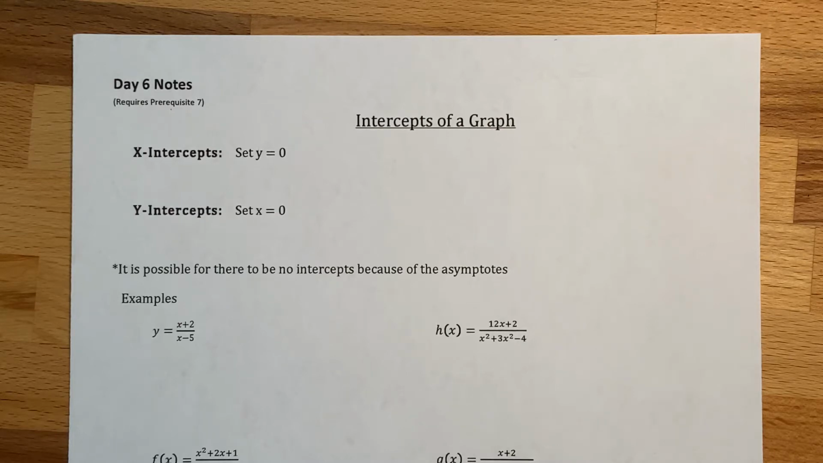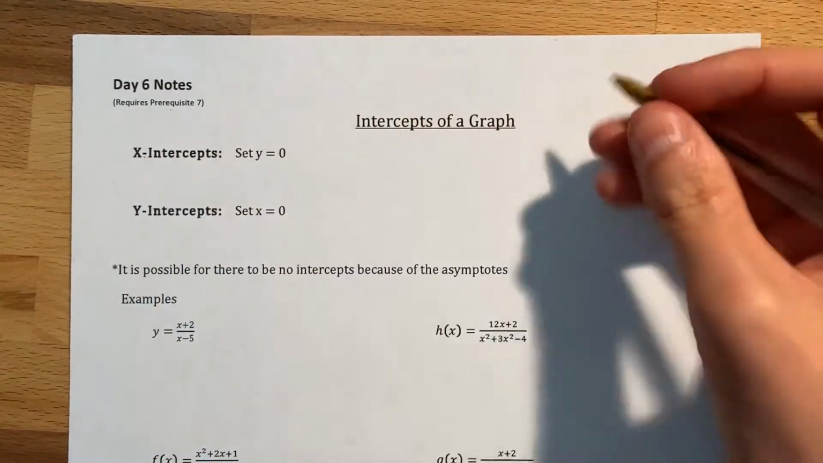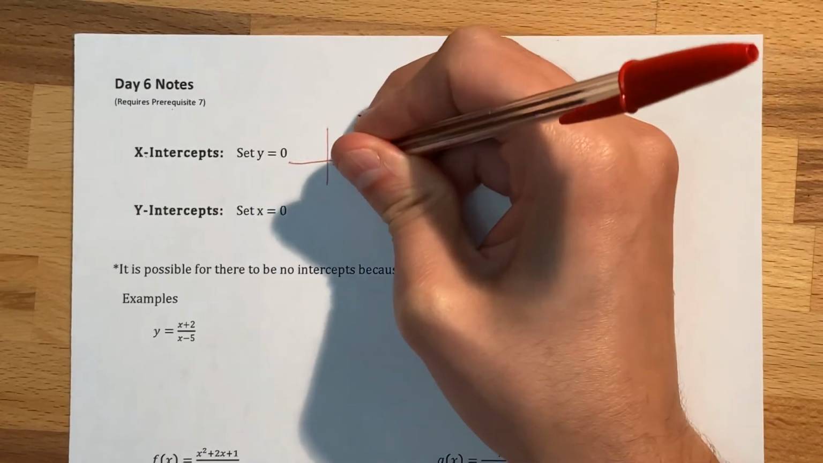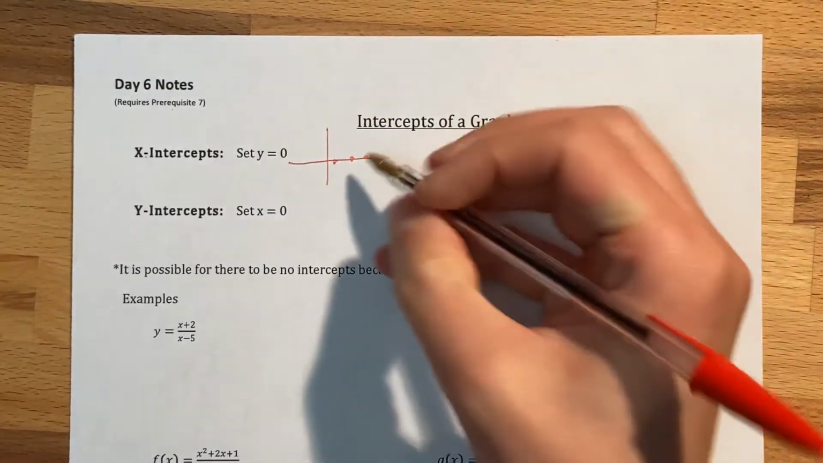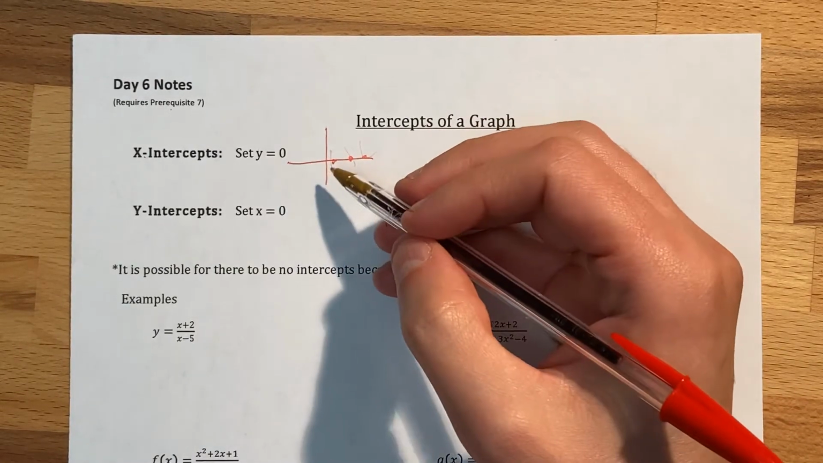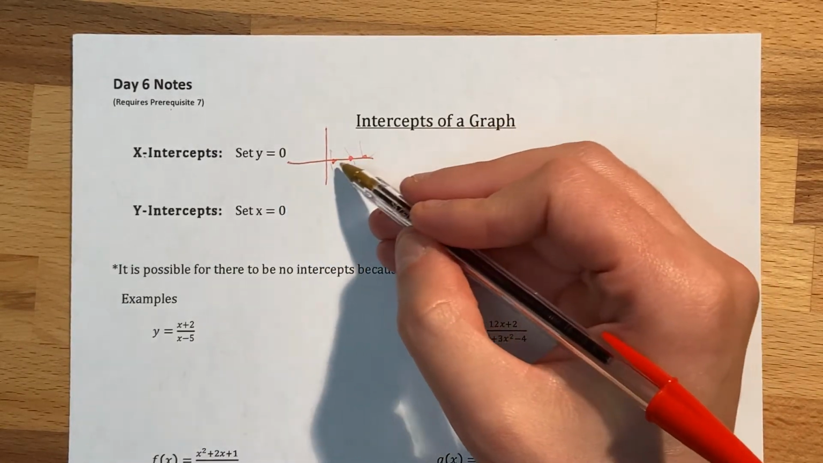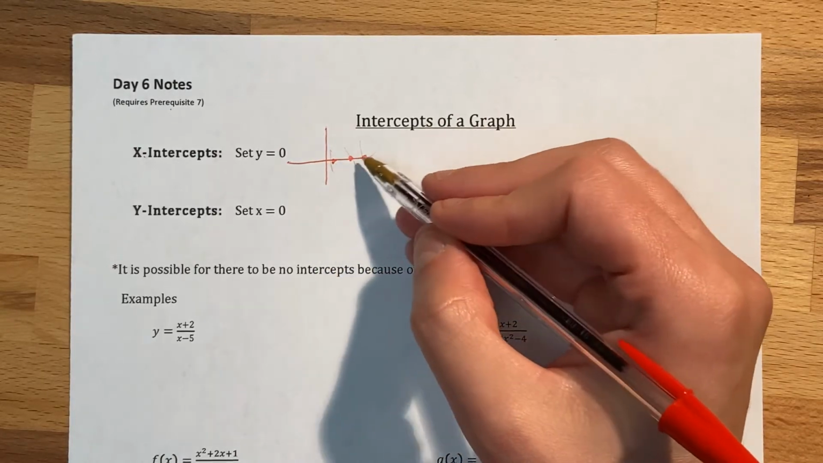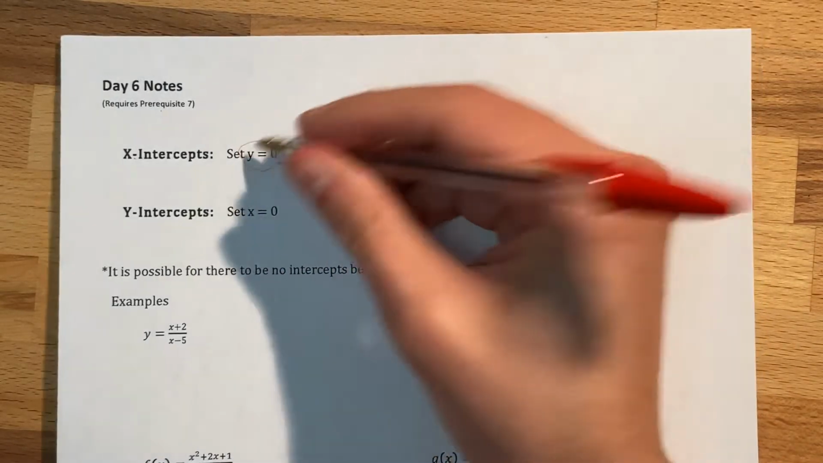Well, it turns out finding the intercepts of rational functions is no different than finding the intercepts of any other function. It doesn't matter if it's lines, quadratics, absolute values, or any other type of function you're dealing with, you always find them the same way. To find an x-intercept, that is to say, a place where it exists on the x-axis, because it's intercepting the x-axis, you set y equal to 0, because all of these points right here have a y value of 0. So it should make sense that y equals 0.